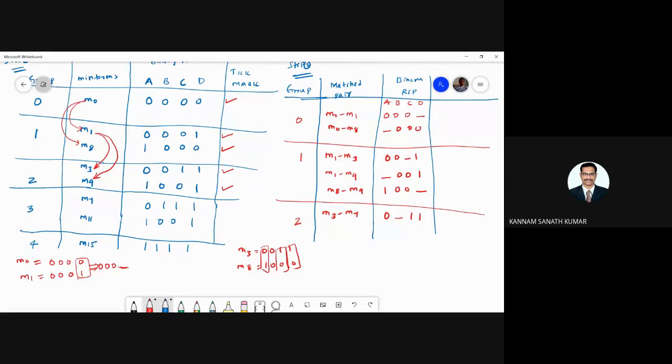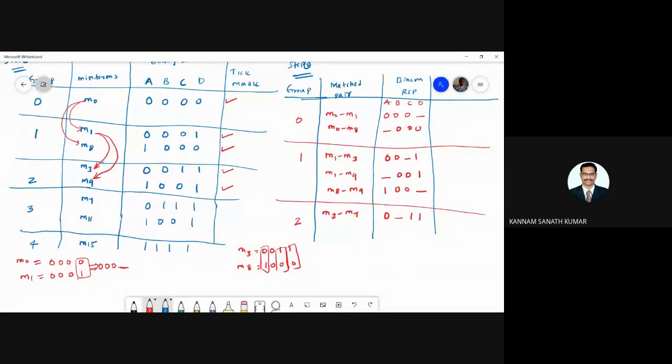We should group the two minterms in such a way that they differ by only one position. If you compare M3 and M8, they differ by how many positions? Three, sir. So that means they differ by 3 positions. Three positions means they will not form a matched pair.